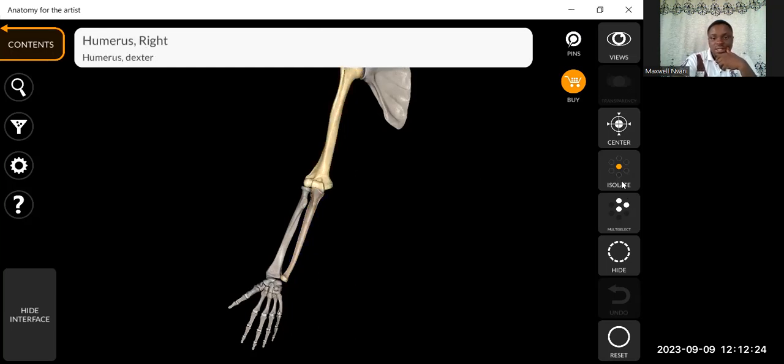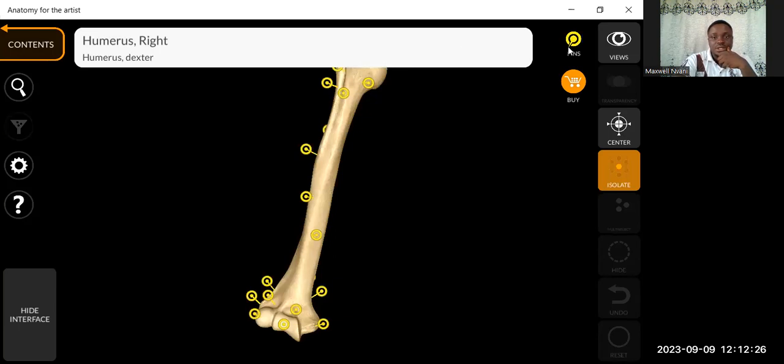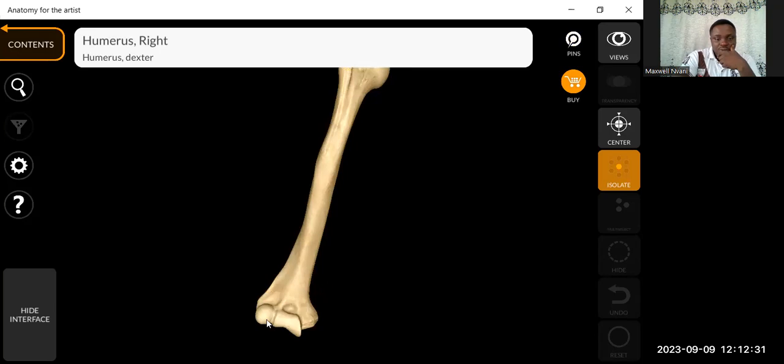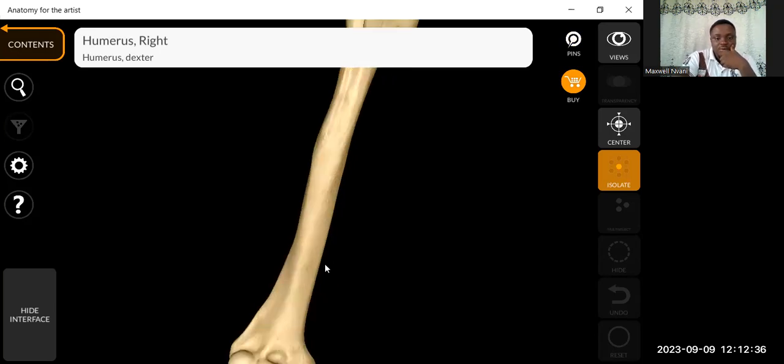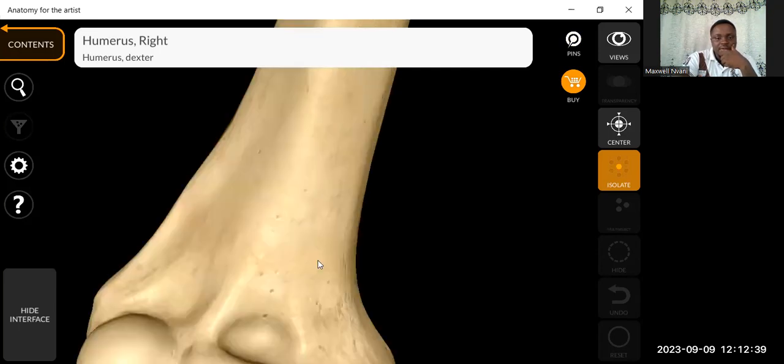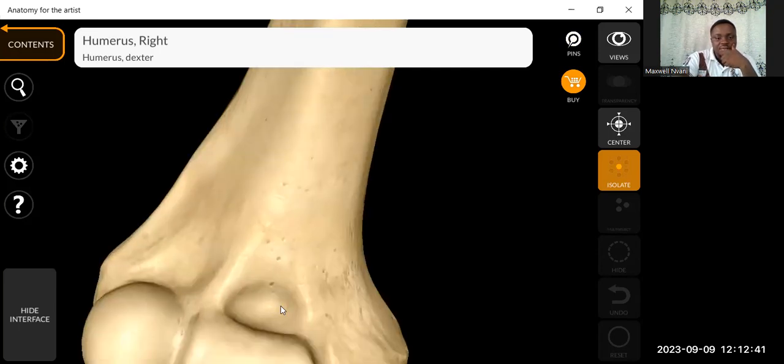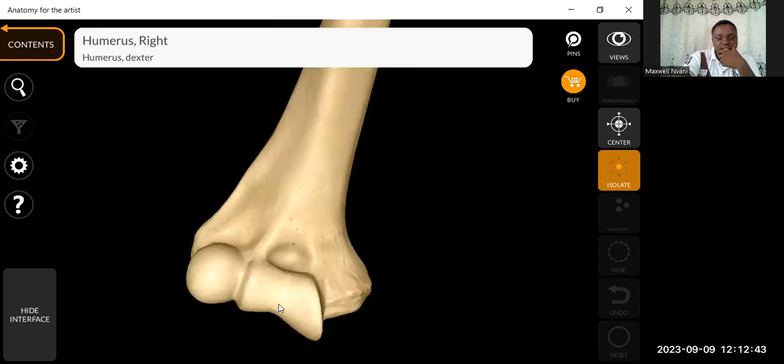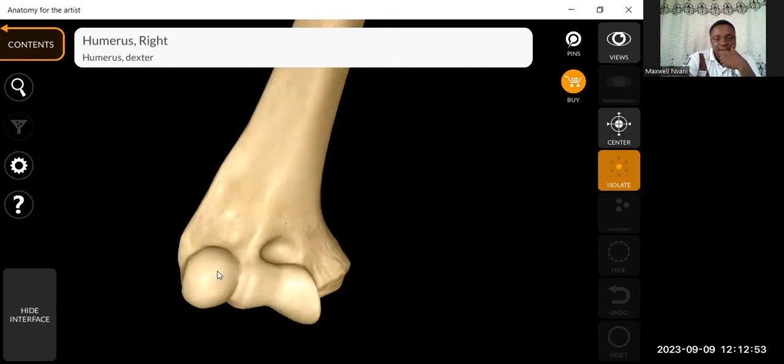Now let's get back to the humerus. We've talked about the articular portion, which is this and this, the capitulum and the trochlea. Just above the trochlea, we have a fossa, a depression right here. This depression is called the coronoid fossa. While here, this other depression laterally, just above the capitulum, is called the radial fossa.